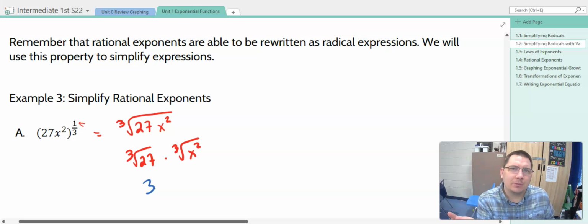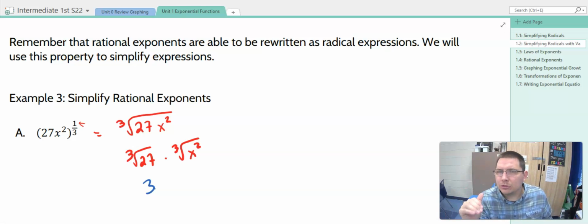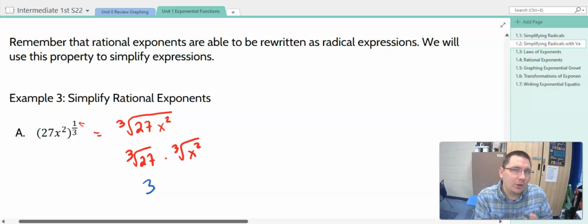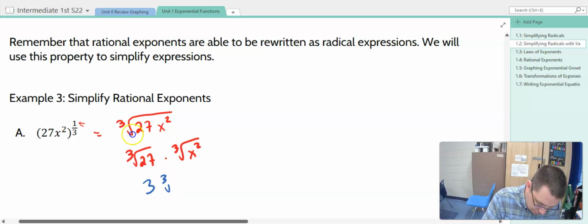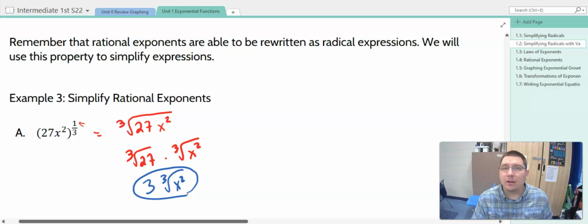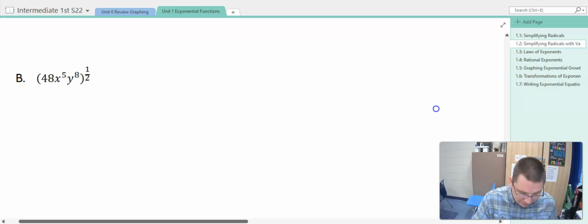Well, in the previous problems, our power was larger than our index, and so we were able to pull something out and maybe leave something behind. But here, the power is smaller than the index. And so there is no simplifying this any further because there's not a whole piece that we're going to be able to factor out. And so we're going to leave this piece, cube root of x squared, and that's just our final answer. Okay? Let's look at one more example, example B here.